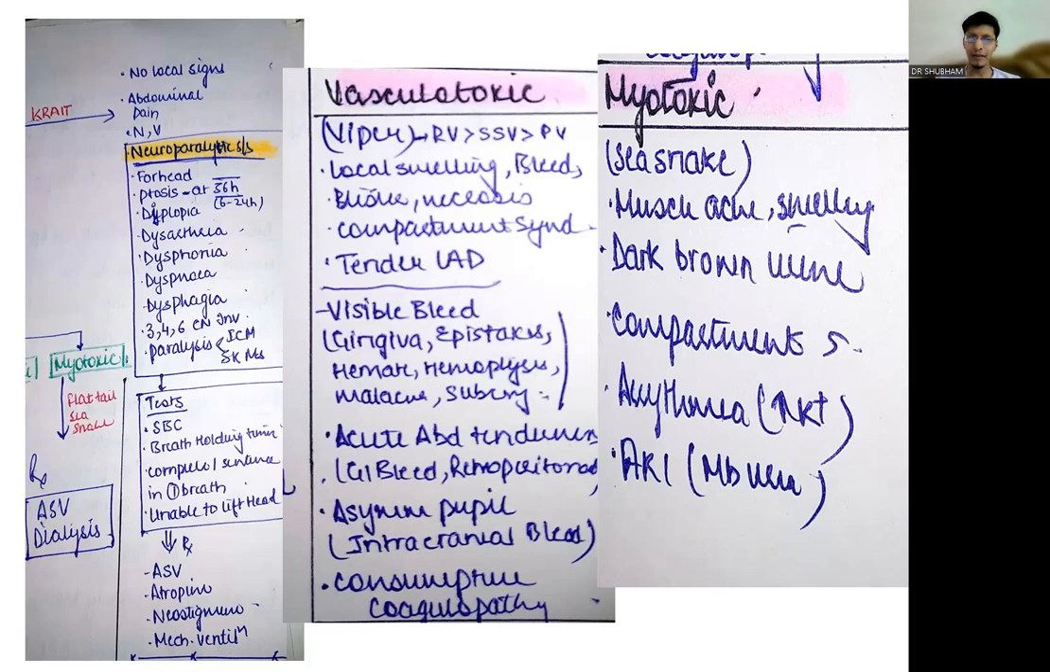How does the myotoxic snake bite present? As the name suggests, myotoxic means it affects the muscle. So there are going to be muscle ache and swellings, because the muscle is breaking, there's rhabdomyolysis, so they'll have dark brown urine. So always ask them whether the urine is black, brown, or red. That is very significant. And compartment syndrome is there because of muscle breakage, there's a release of potassium causing hyperkalemia, and the patient also develops acute kidney injury because of myoglobinuria.